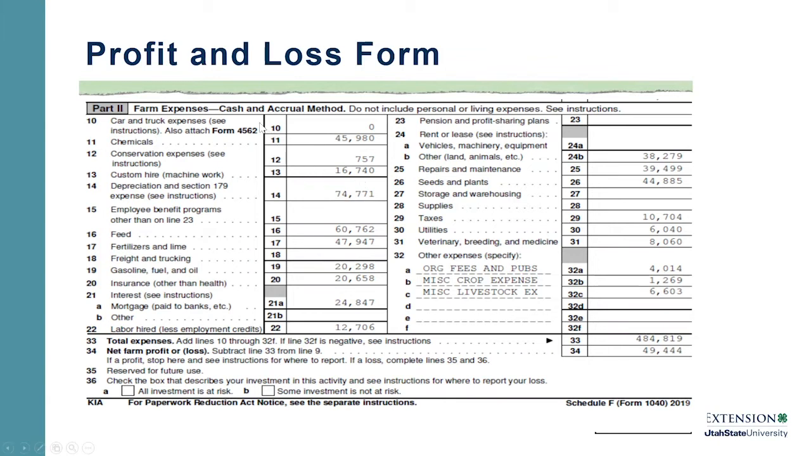And so if you're thinking about your record keeping system, you want to think about splitting these out amongst some of these different categories, and then you take that to your tax preparer and they can put them here on the form.